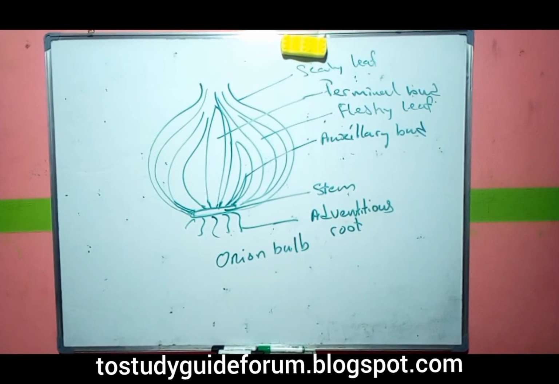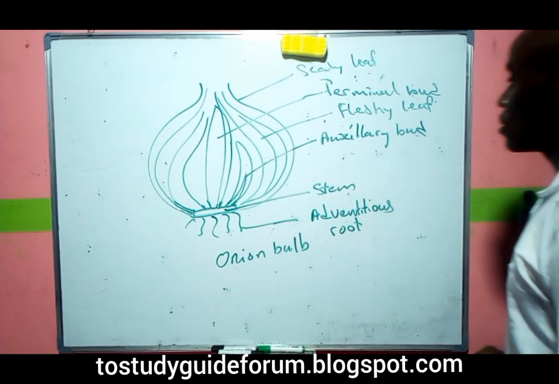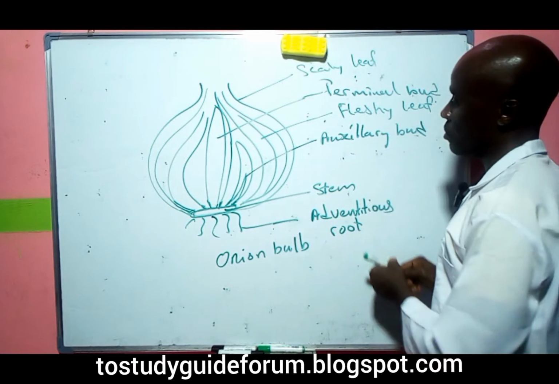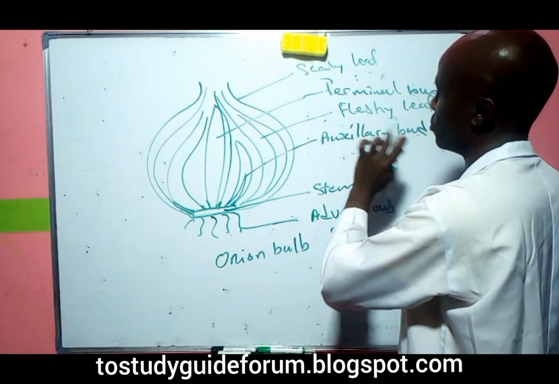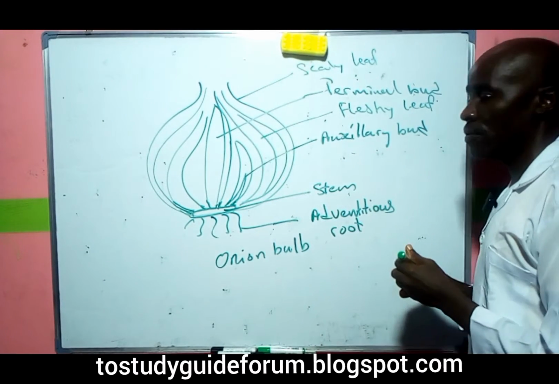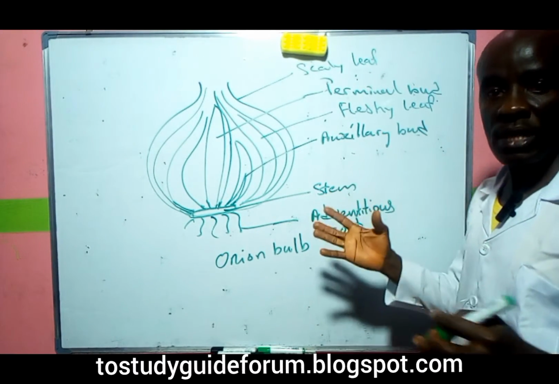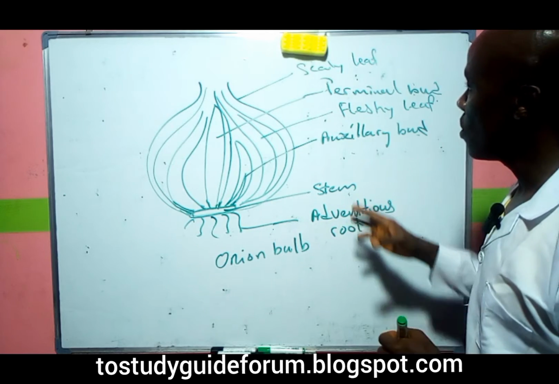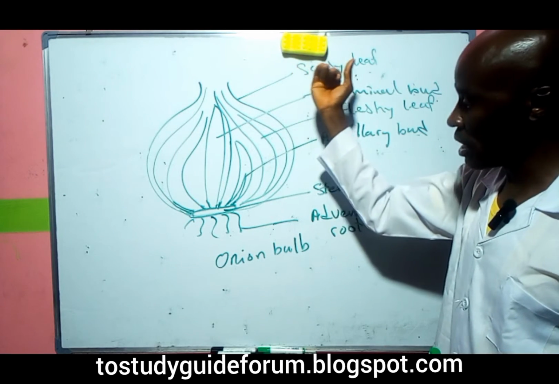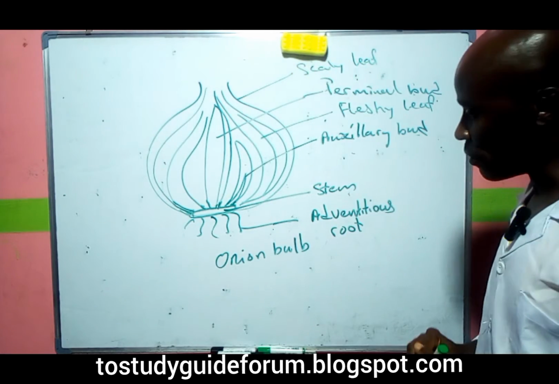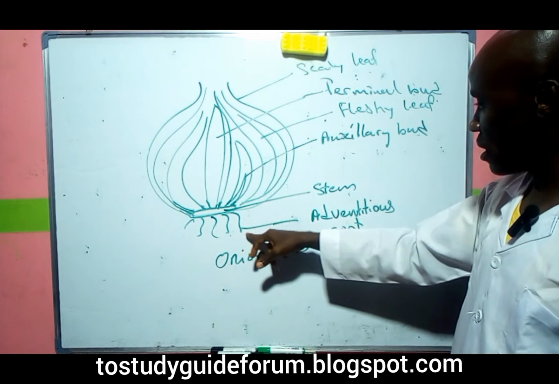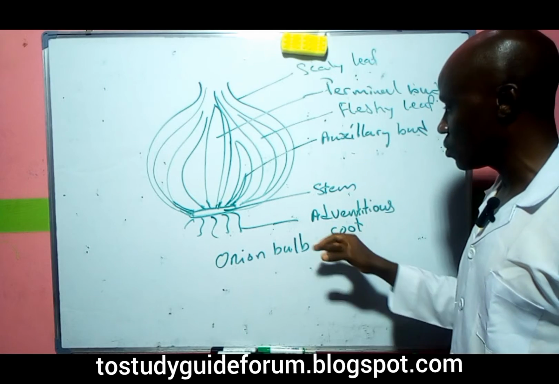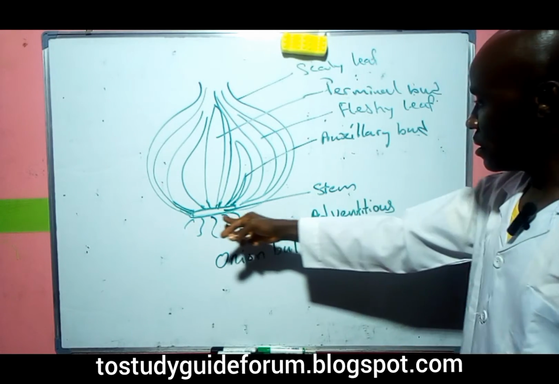So this is the drawing of our onion. In this onion, you have the axillary bud, you have the terminal bud, you have the fleshy leaf. The fleshy leaf is the area that is very fleshy. We have the scale leaf, that is getting to the outer part of it. Then inside the underground here, we find the adventitious roots, and then the stem.